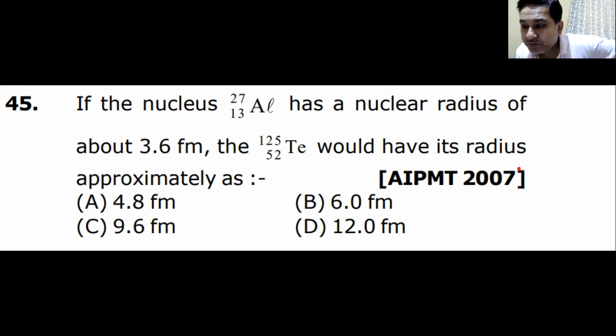If the nucleus of aluminium-27 has a nuclear radius of 3.6 fermi, then Te-125 would have its radius approximately as how much? Now you have to go back in the past and see how the radii are related.